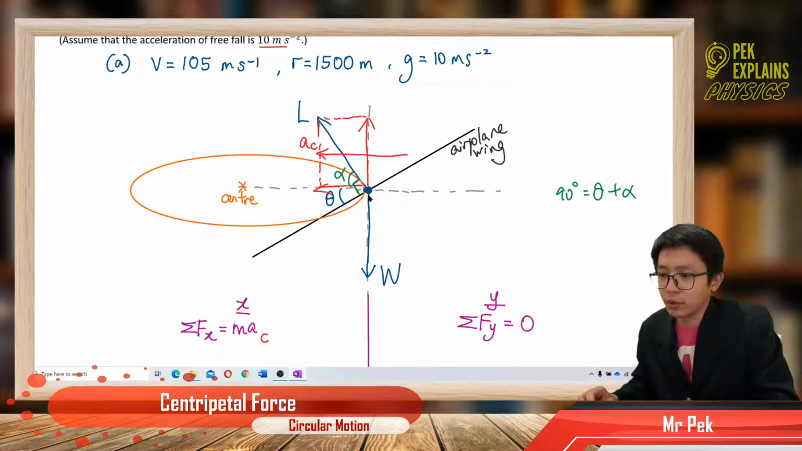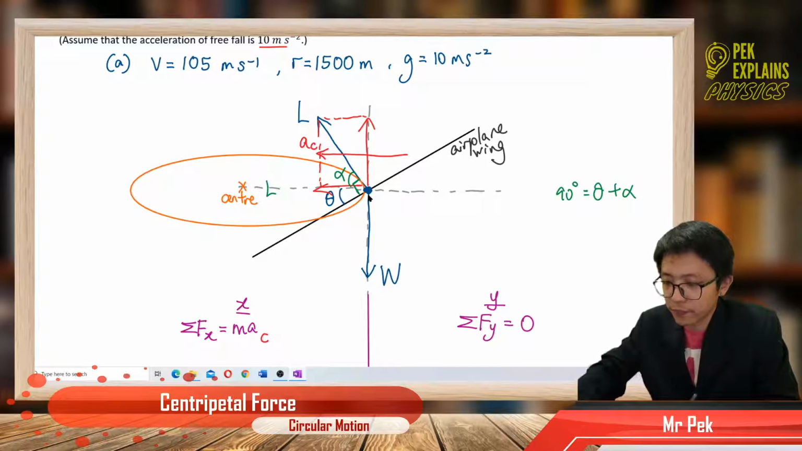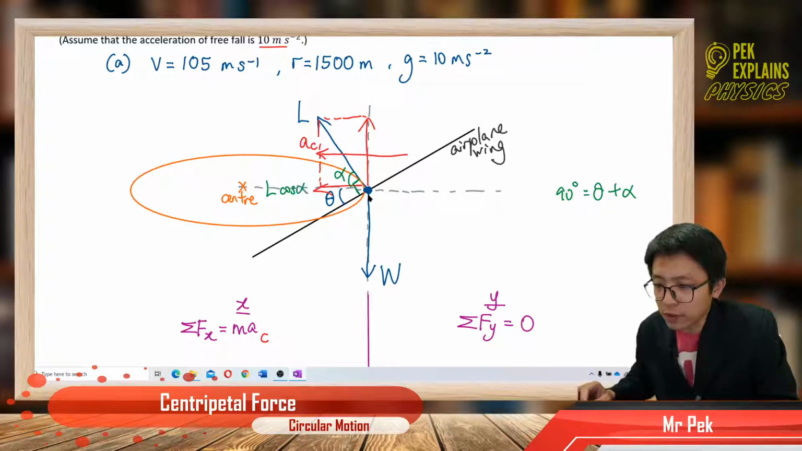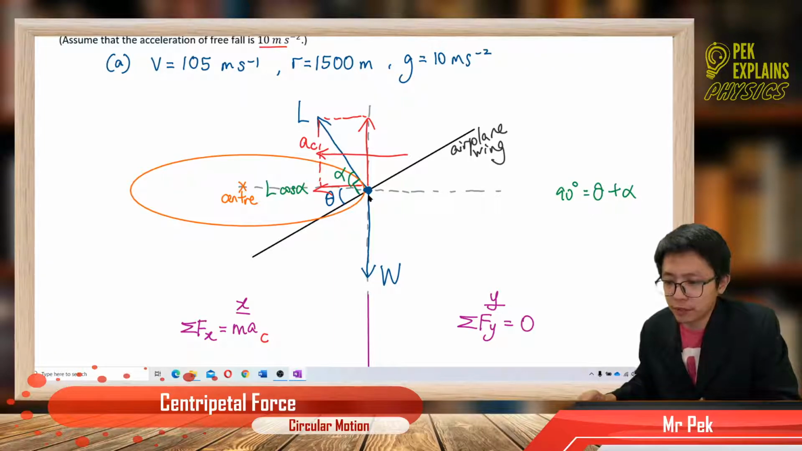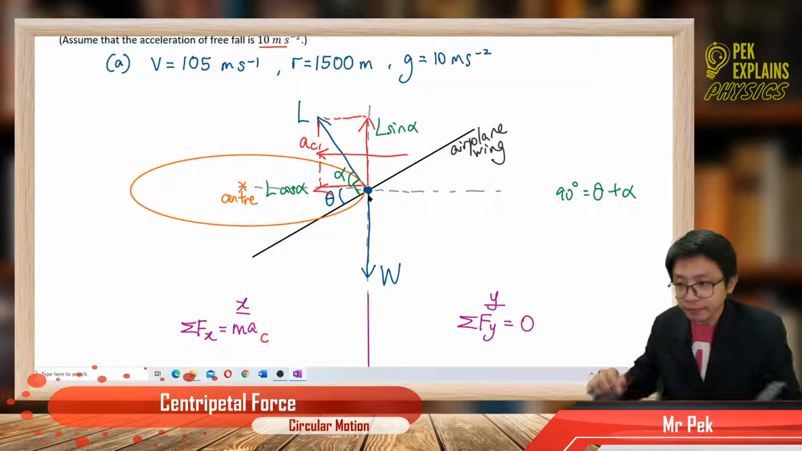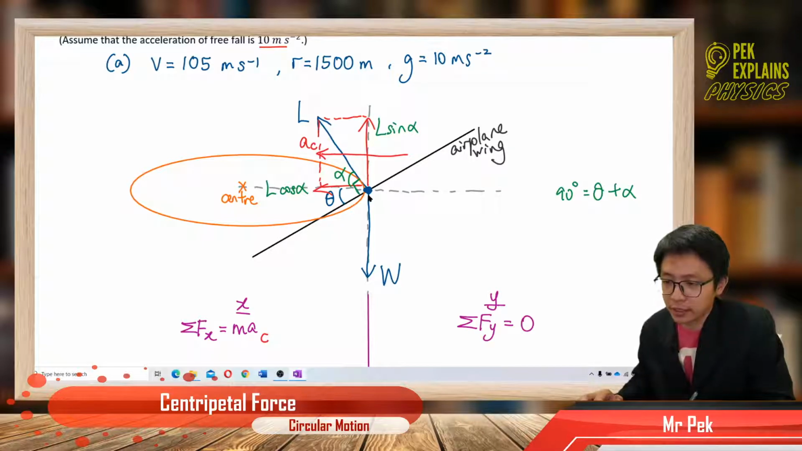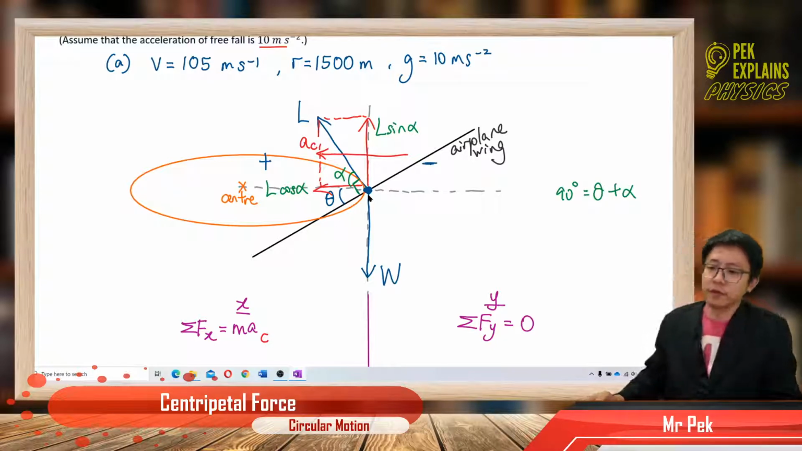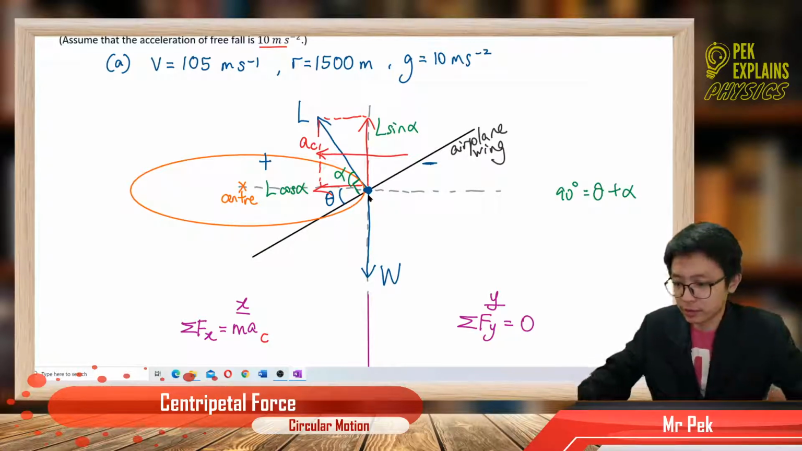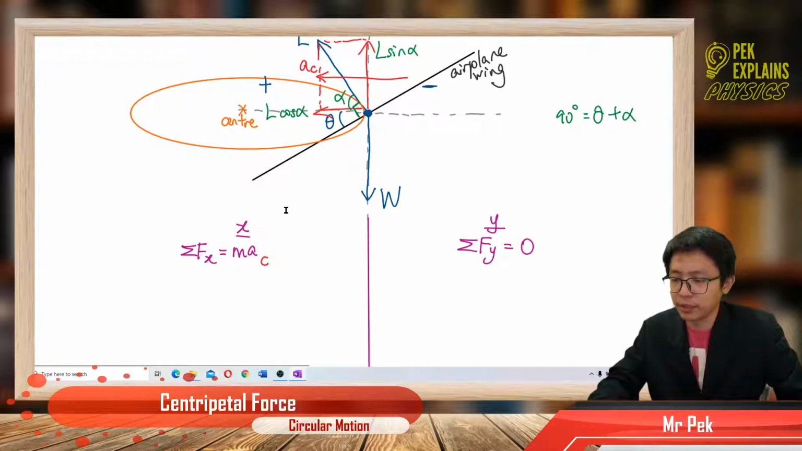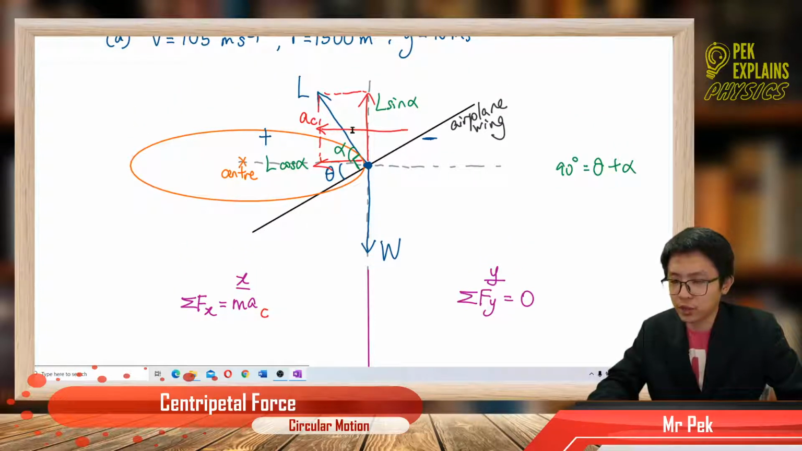So what do we have? Adjacent to alpha is L cos alpha, and opposite to alpha is L sine alpha. Don't forget to put the positive and negative sign. Following the acceleration is positive, opposite the acceleration is negative. Now look at the x component. We have centripetal acceleration.